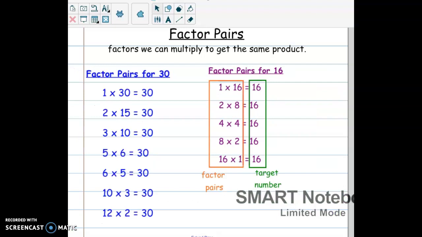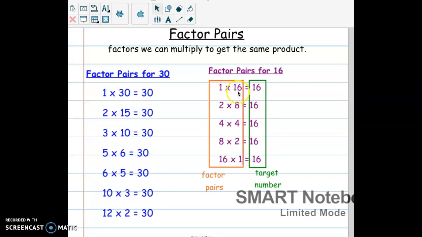Here's our key vocabulary word for the day: factor pairs. Factor pairs are factors we can multiply to get the same product. Here are the factor pairs for 16 from the math message. 16 is the target number that we were trying to reach, but it's also the product. Remember, anytime you multiply two factors together, the total is called a product. The factor pairs are the two numbers that you're multiplying together.